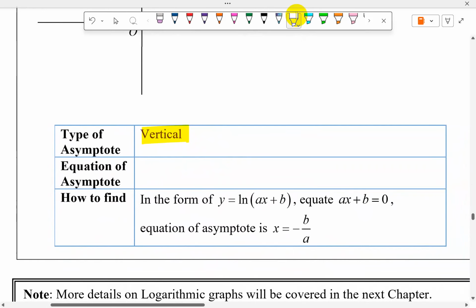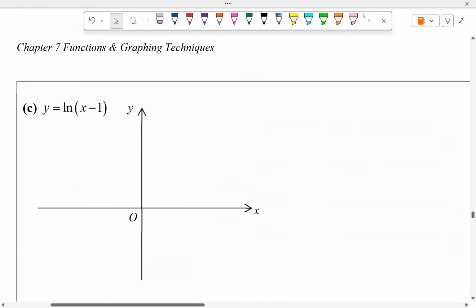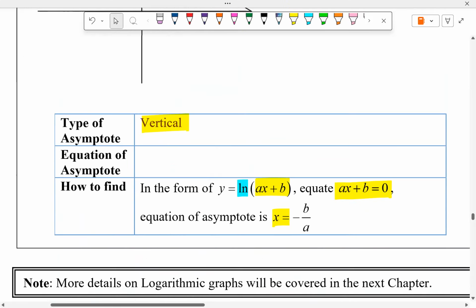You look at the expression inside the ln. This is ln of ax plus b. So to get the equation of the vertical asymptote, equate ax plus b to 0 and then solve for the x value. In this example, I'm going to equate x minus 1 to 0. So x minus 1 equals 0, you solve it, x equals 1. So the equation of the vertical asymptote is x equals 1.